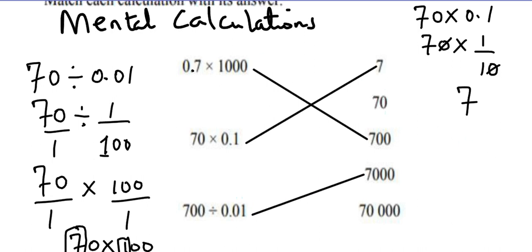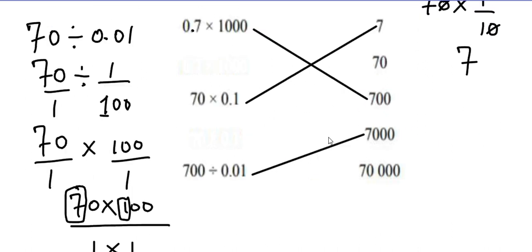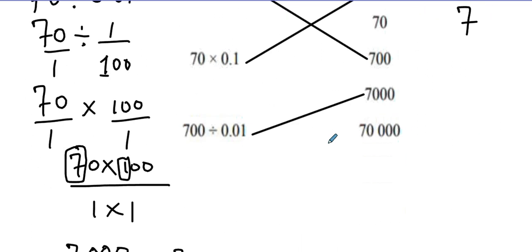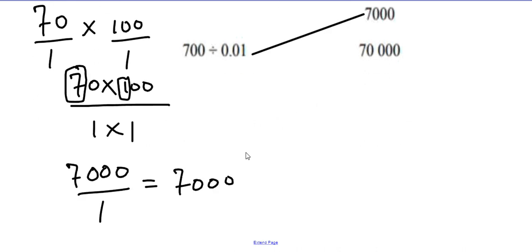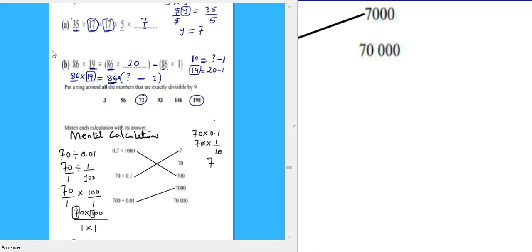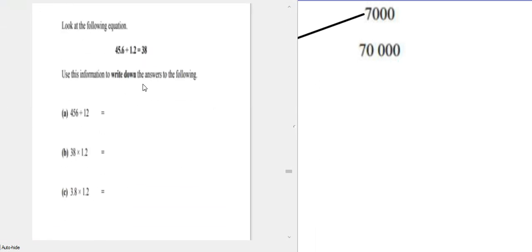So cool. Then we go to the next one. This was 700 divided by 1/100. So the answer will be 7,000. Okay. So let us go to the next page.